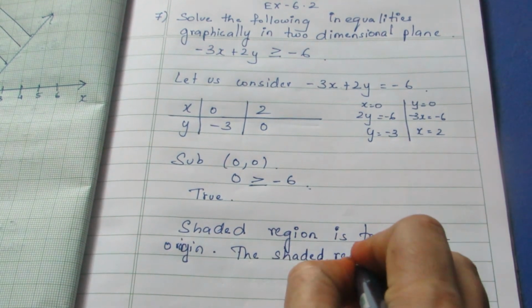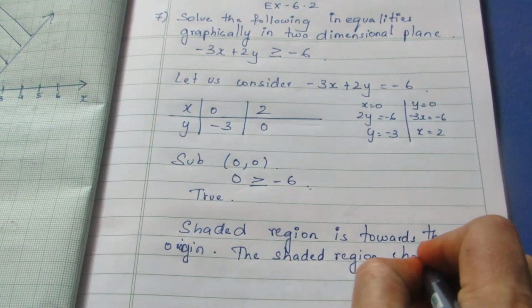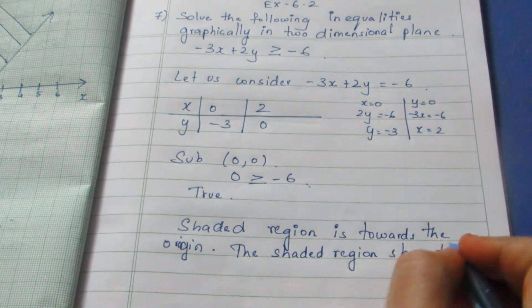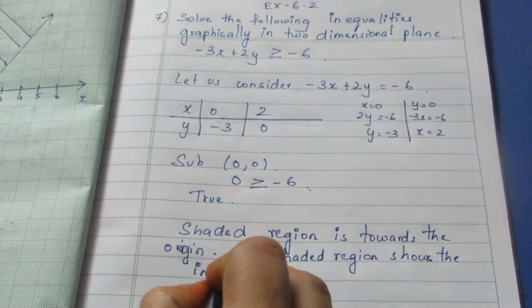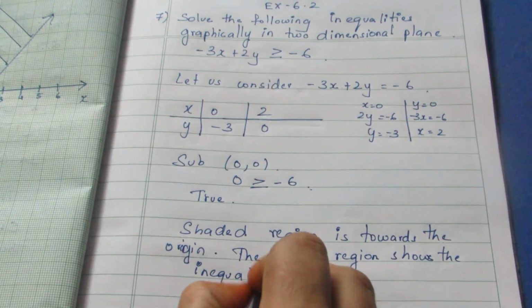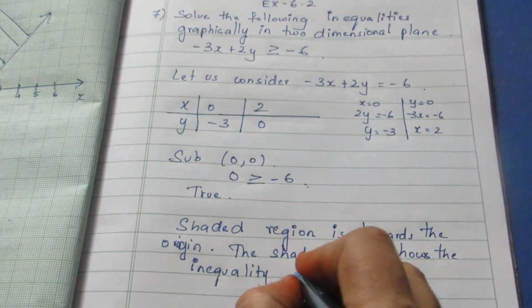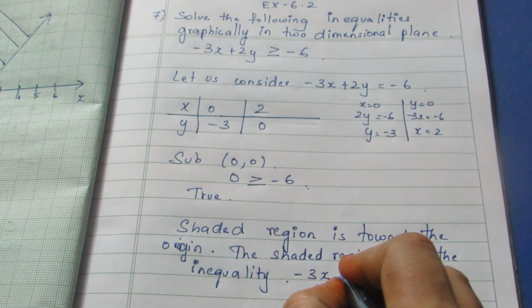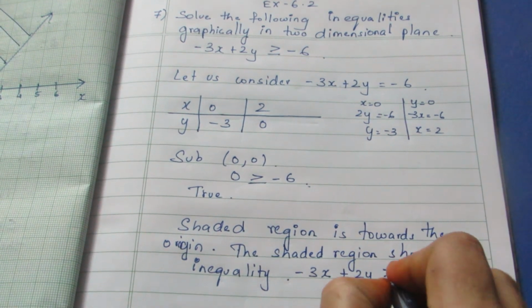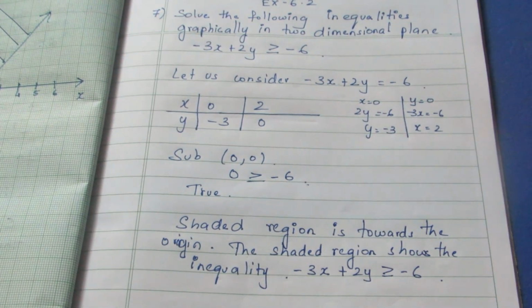The shaded region shows the inequality. So the shaded region shows the inequality minus 3x plus 2y is greater than or equal to minus 6. That's all with the sum.